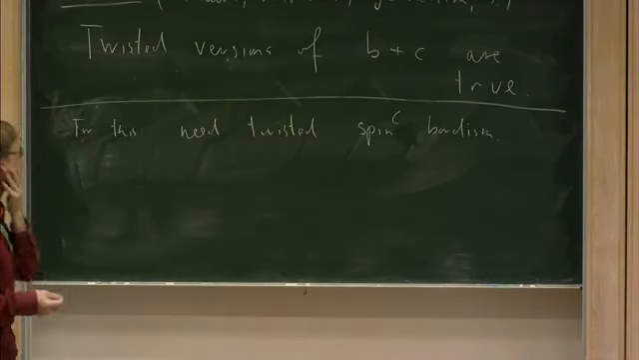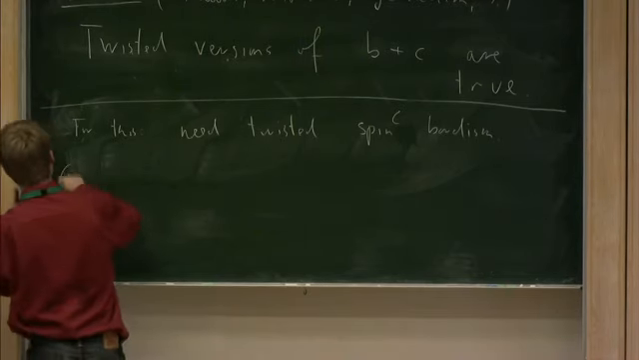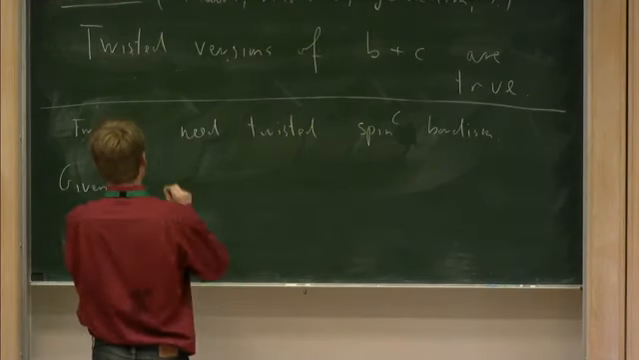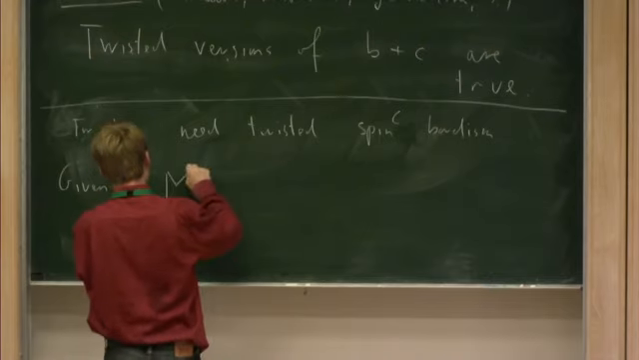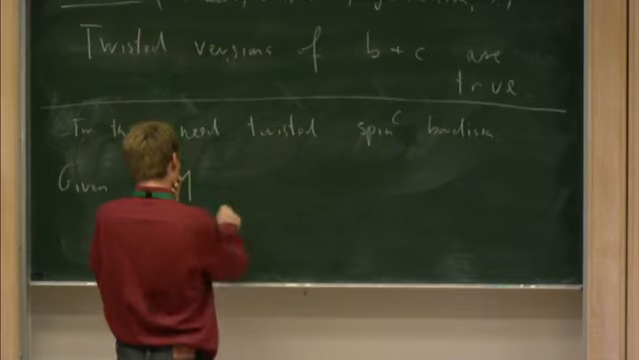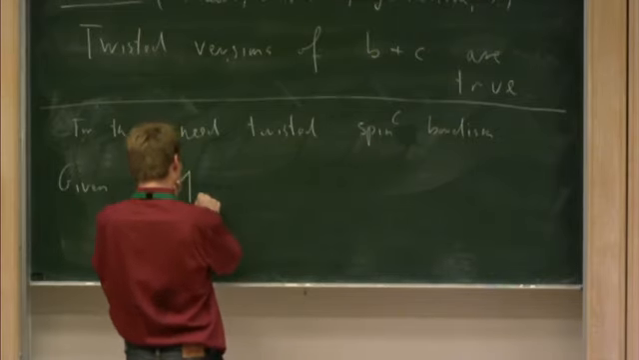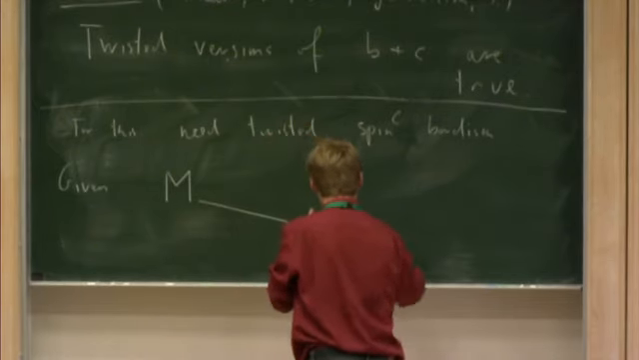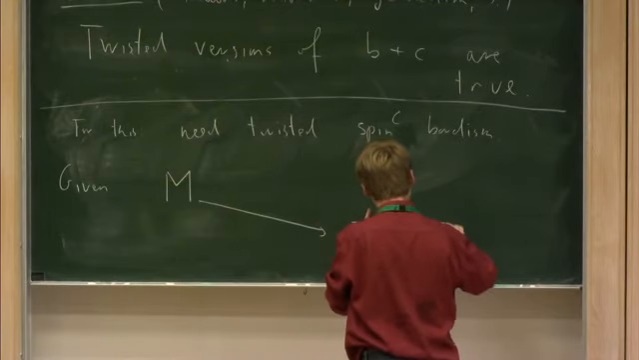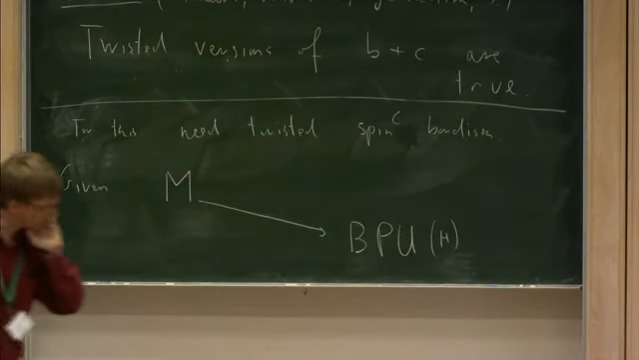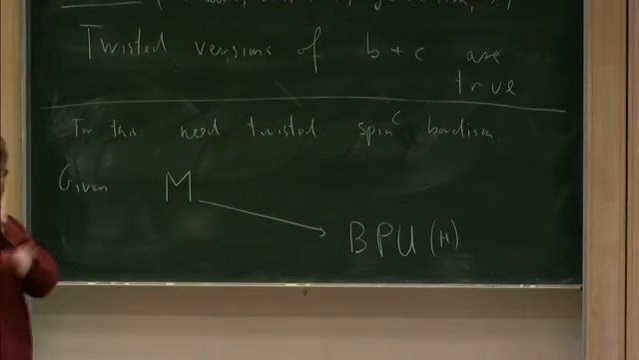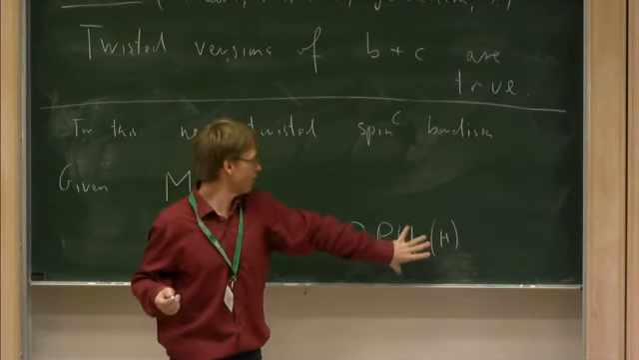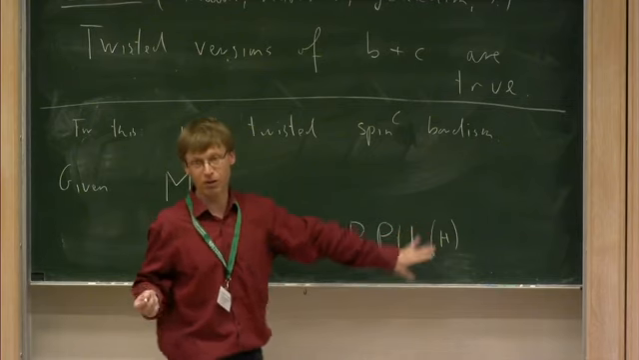This is easy enough. So given M, eventually with a map to our space BPU of H. We will fix this space once and for all, and we will go to the second version of twists. So twists are maps to this particular topological space BPU of H.